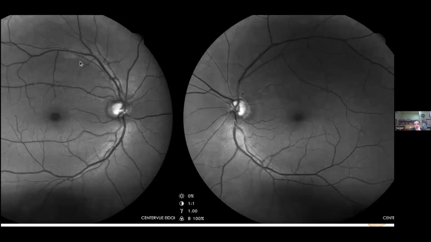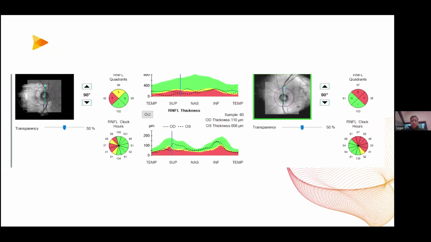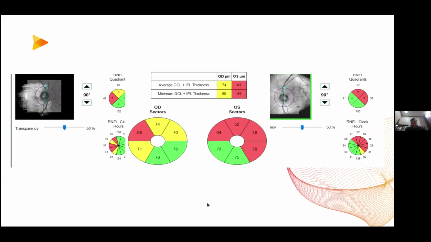In the red-free images, there is an NFL defect in the right eye, and in the left eye, there's a large NFL defect superiorly. This is the RNFL analysis. And this is the GCL analysis, showing the left eye superior temporal defect.